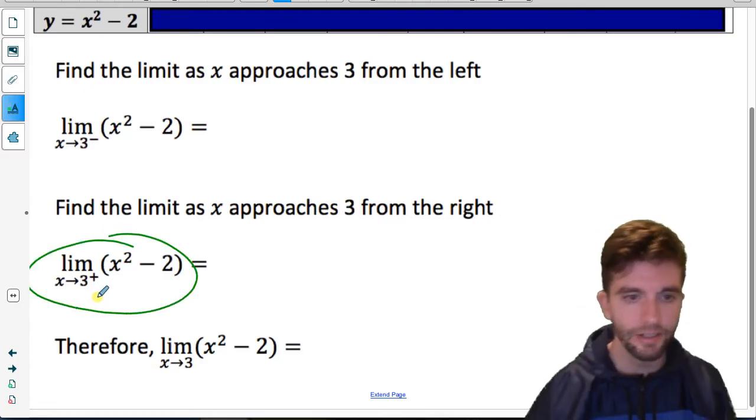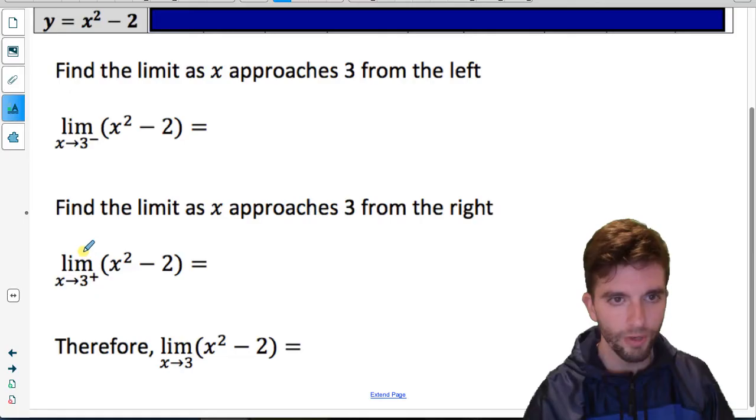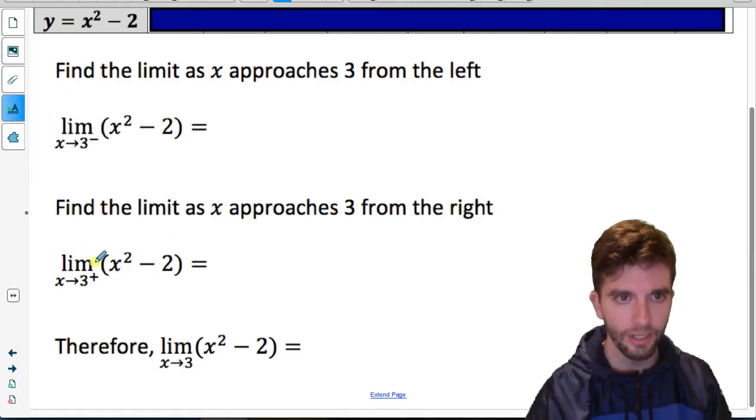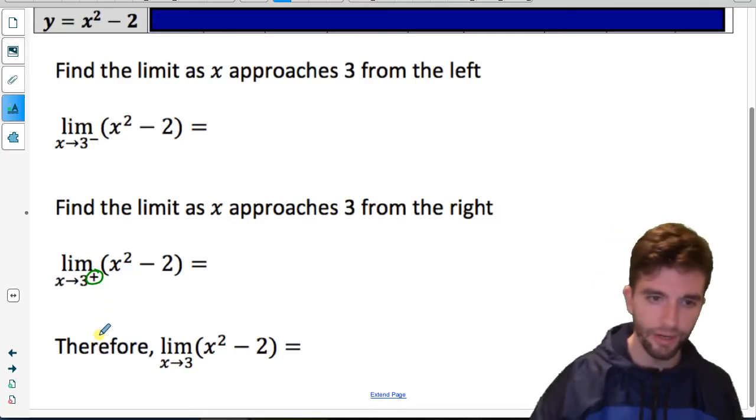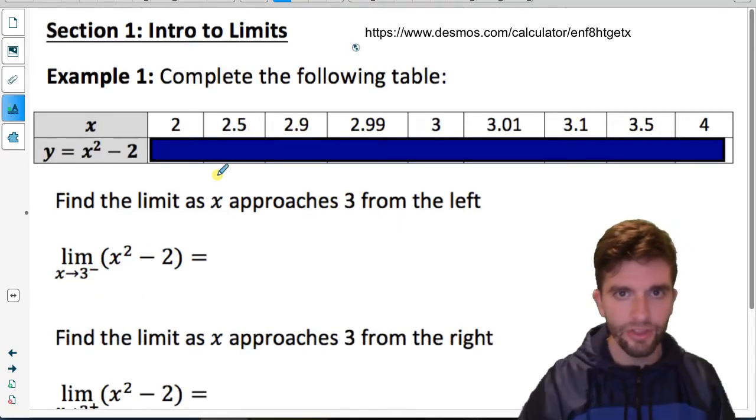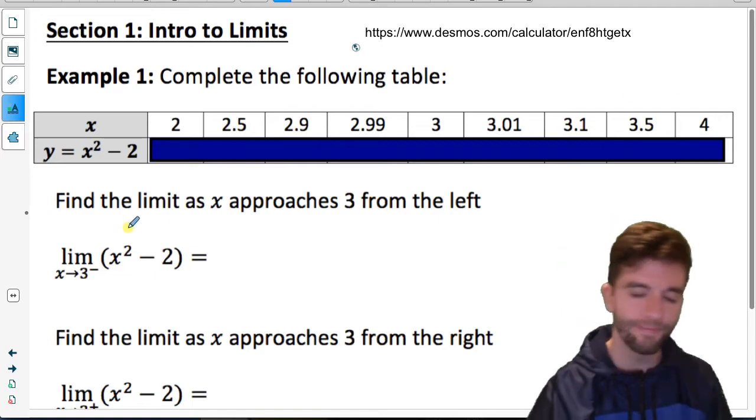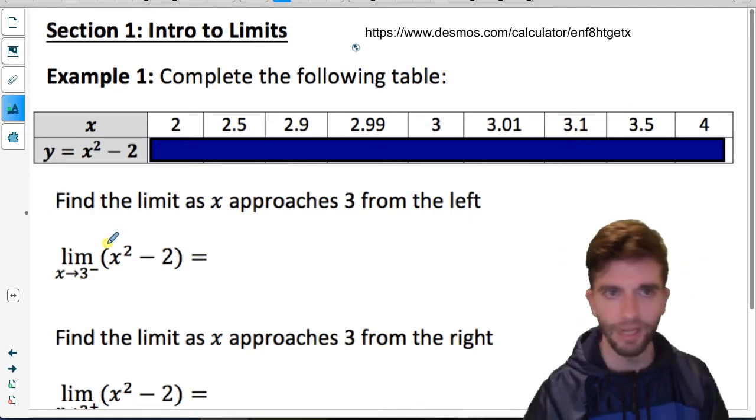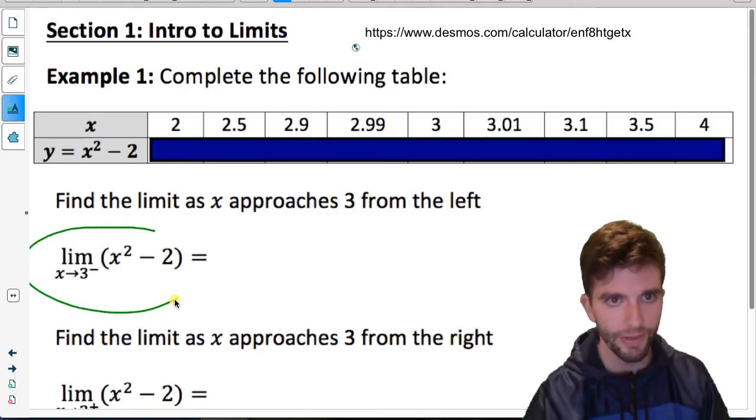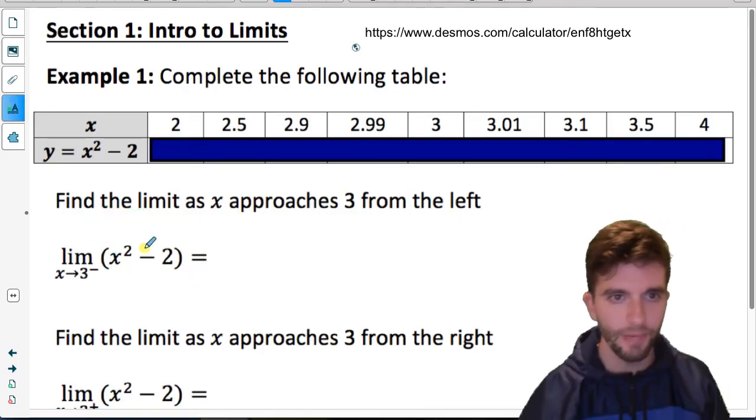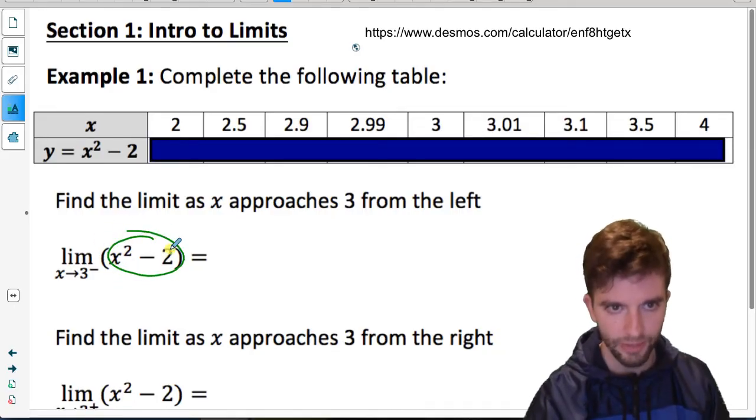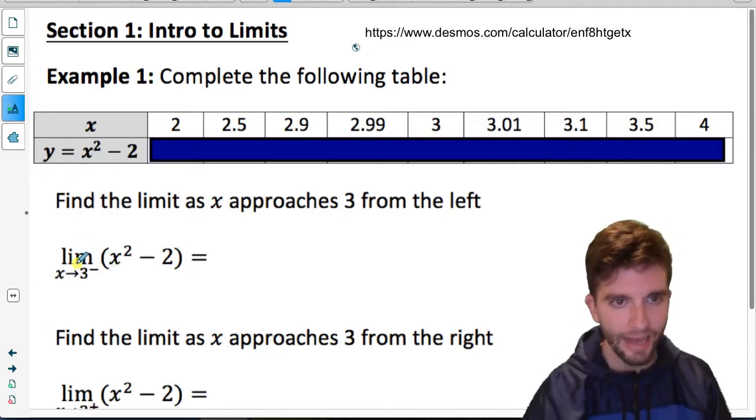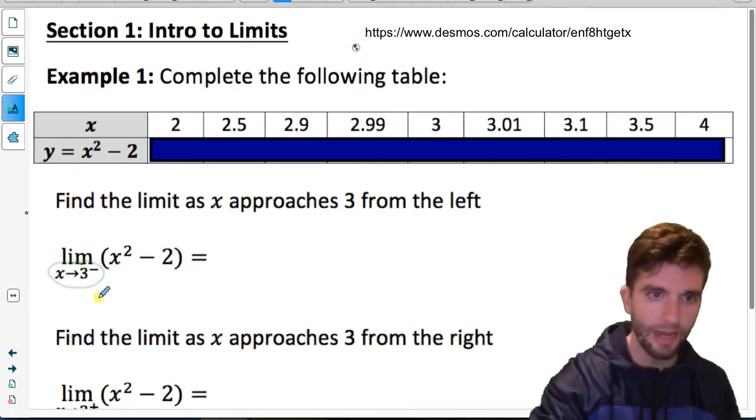And this one here says, what is the limit of x squared minus 2 as x approaches 3 from the right side of 3, so from numbers that are bigger than 3. And then we can use this table up here I've created to help understand what I'm talking about from the left, from the right, and what's the limit of x squared minus 2 as x approaches 3. So let's evaluate this first limit. Keep in mind, we're finding the limit of the x squared minus 2 values, these are the y values, as the x values approach 3 from the left.